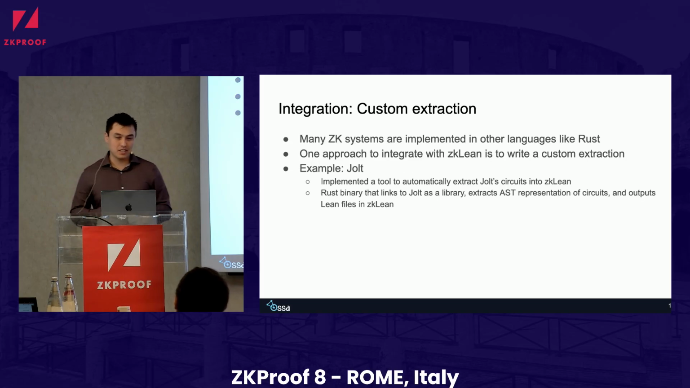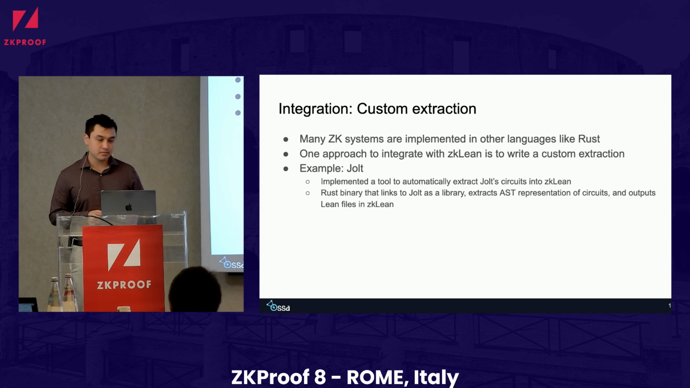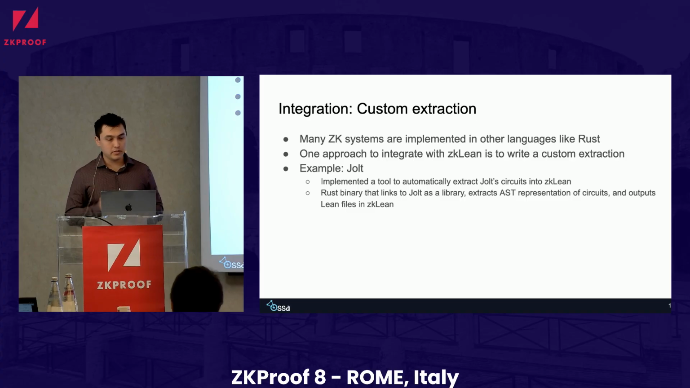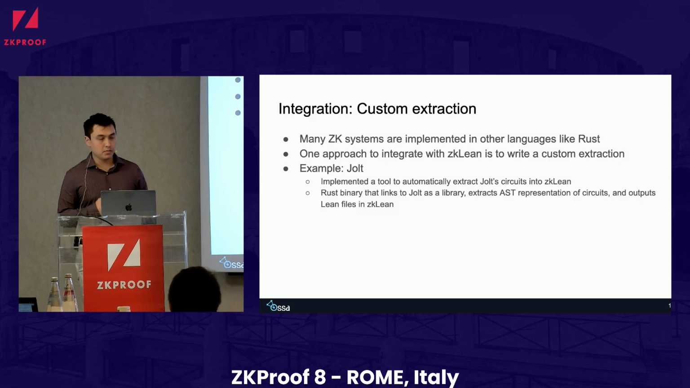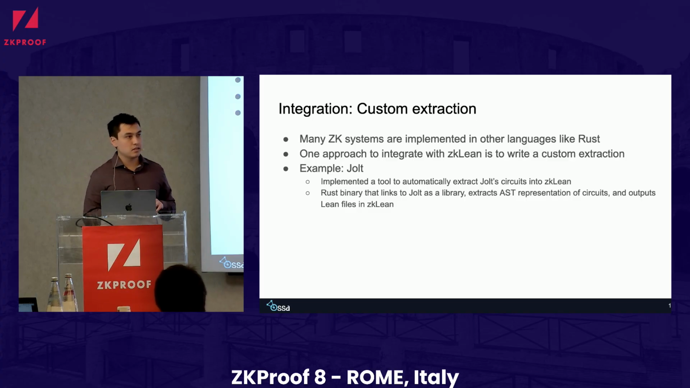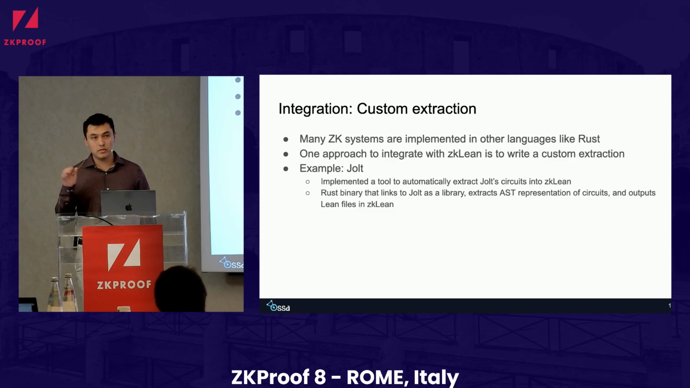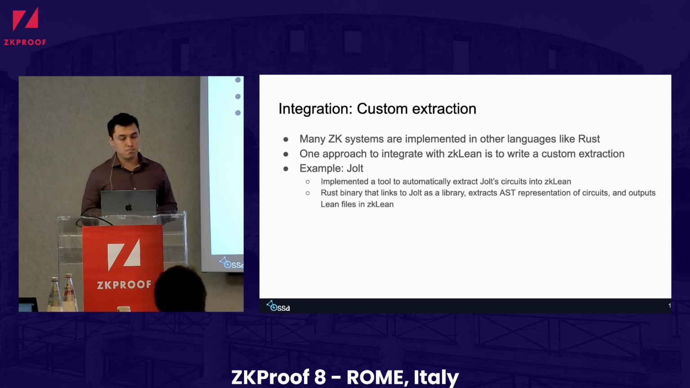Okay, so like I mentioned, there's a few ways you could integrate with zkLean. One thing you can do is write a custom extraction from, say, your Rust backend or whatever. We've done this for Jolt. We wrote a custom extractor from Jolt into zkLean. This is basically a binary tool that links against Jolt's library. It extracts all the MLE tables for all of the instructions in their lookups. And now we have Lean representations of all of Jolt's front-end semantics.